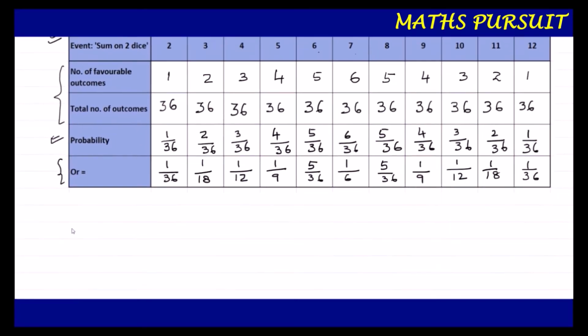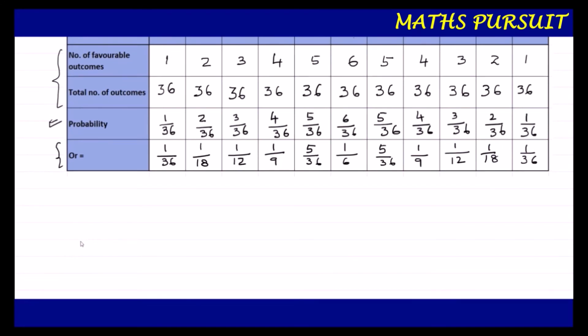The second part of the question says that a student argues that there are 11 possible outcomes like 2, 3, 4, 5, 6, 7, 8, 9, 10, 11 and 12. Therefore, each of them has a probability 1 upon 11. Do you agree with this argument? Justify your answer. So guys, what do you think?